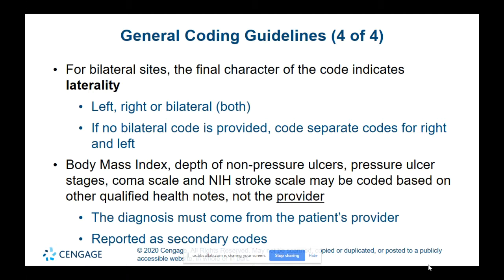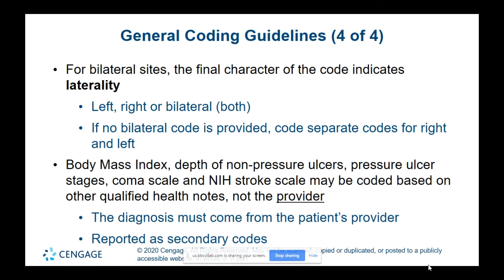If bilateral is not available, if it only has left and right, and doesn't say bilateral, then you would code both of them. So again, in the eye situation, if they said both eyes, but there wasn't a bilateral code, then you would have one code for the right eye and one code for the left eye. You'd have two different codes in that situation.